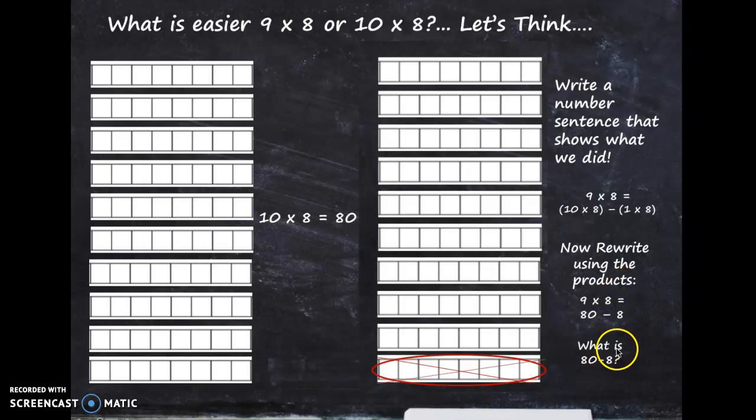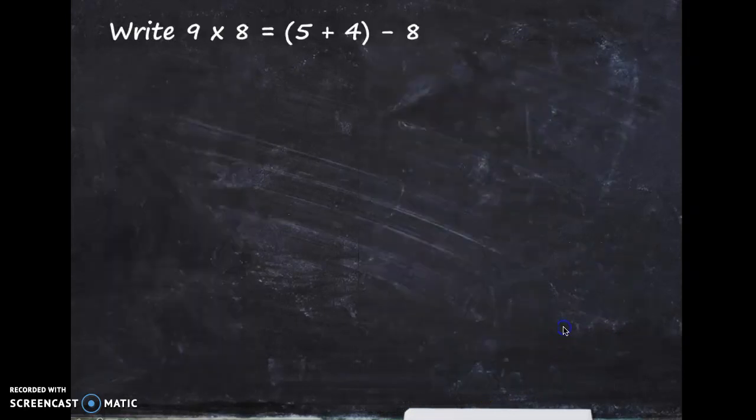I can solve for that. What is 80 take away 8? And that gives us 72 for our product. So now I'm doing 10 groups of 8, which is 80, minus 1 group of 8, which is 8, where we subtracted that group, to give us 72. Let's look at another one. So here's what we did.